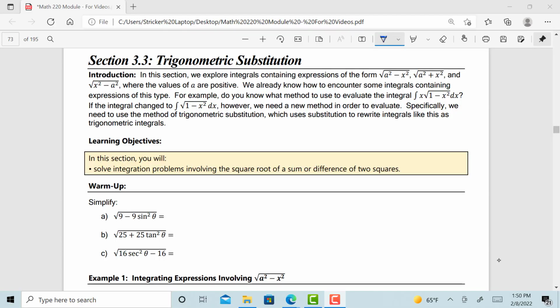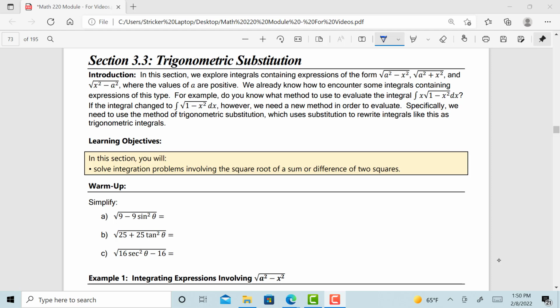This video covers section 3.3, which is titled Trigonometric Substitution. And as is somewhat obvious from the title of the section, it is going to involve quite a bit of trig. And we're also going to be doing the substitution method as well. We're going to be using those principles that we've learned from past classes.